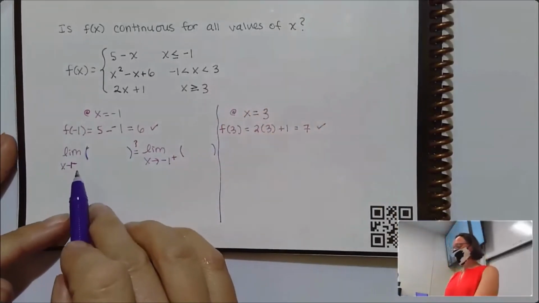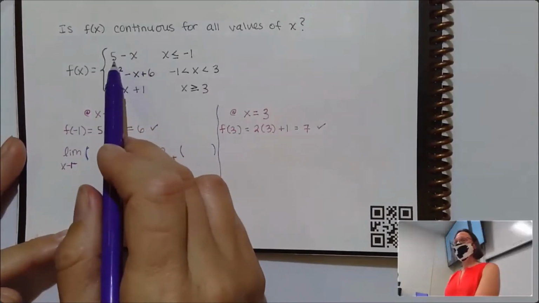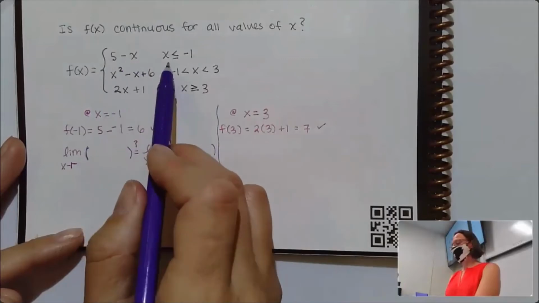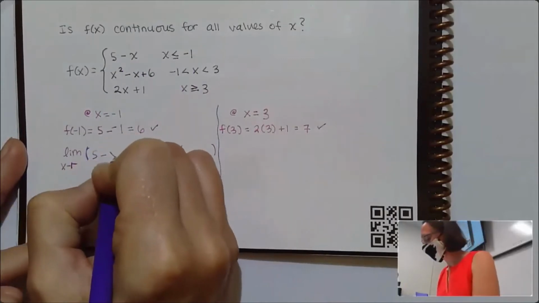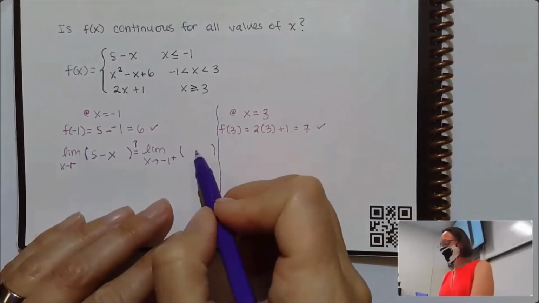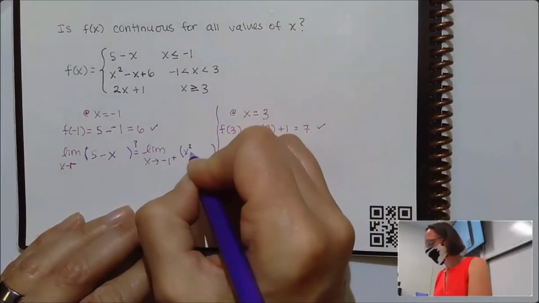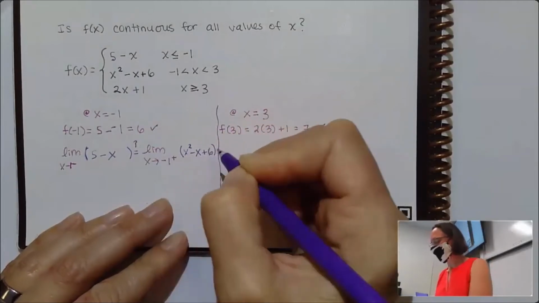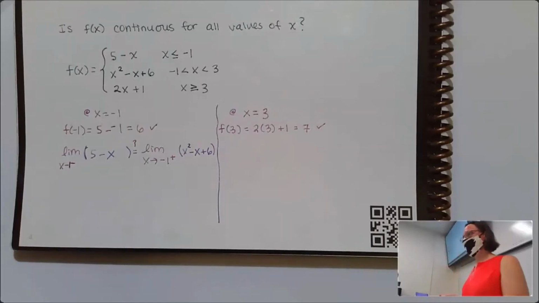So on the left-hand side of -1, the part of the function I'd be looking at is the top part, because that's where x is less than or equal to -1. And I'd have a 5 minus x. On the right-hand side, I'd be looking at that middle part, the x squared minus x plus 6. Now, technically, the 2x plus 1 is also on the right-hand side, but it's like way over there on the right-hand side of -1. And with limits, we're thinking about getting really, really close to the number.